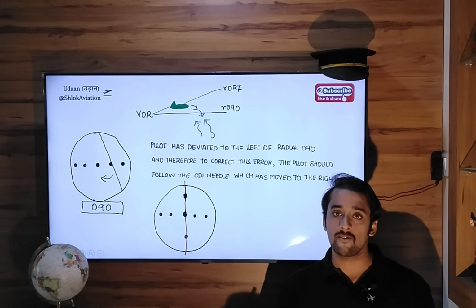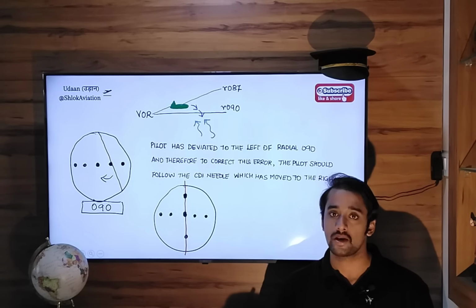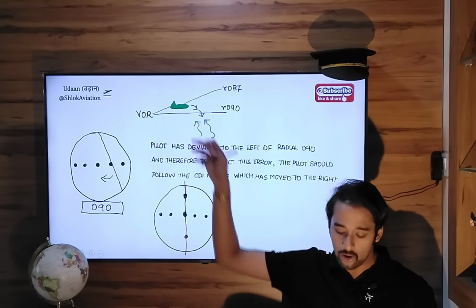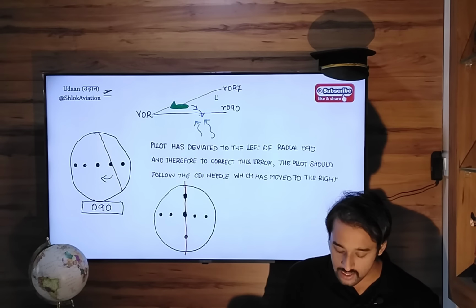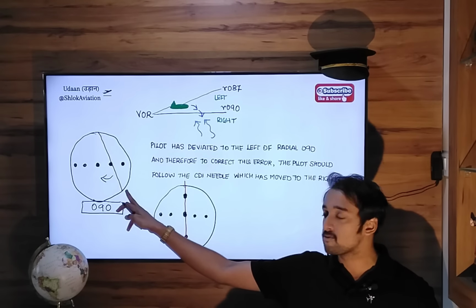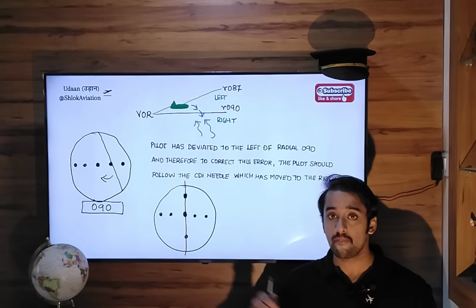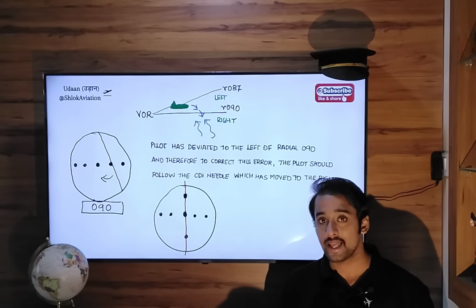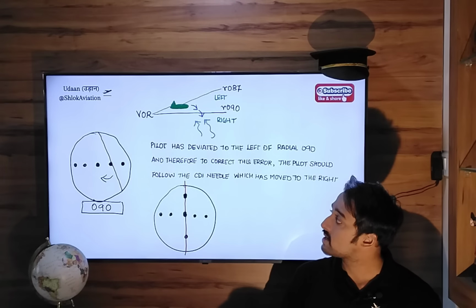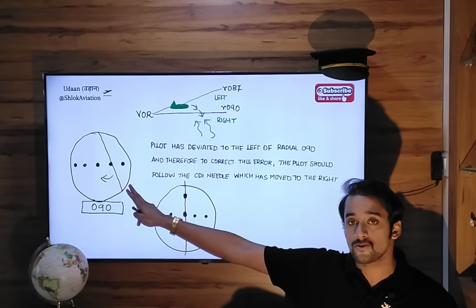Accordingly, the CDI needle will give you the solution to that error. If you get drifted to the left hand side, flying outbound, this will be your left hand side, this will be your right hand side. So if you get drifted to the left hand side, the CDI needle will move to the right hand side. Depends how much you have drifted. By that amount, the CDI needle will also move. So if you get drifted left hand side, the CDI needle moves right.